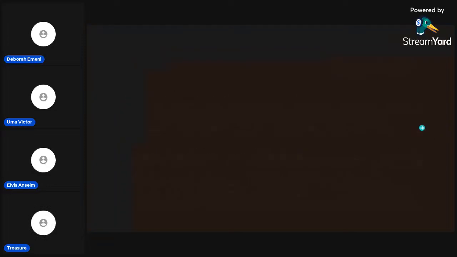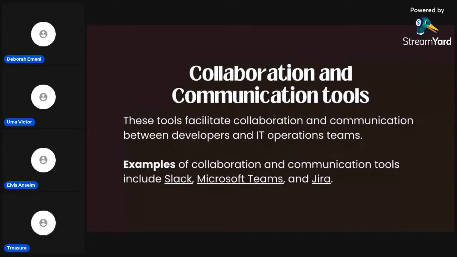So moving next to the collaboration and communication tools. The collaboration and communication tools are obviously very important in the whole of DevOps, which involves developers and operations managers. There's a need for them to communicate, a medium by which both teams can communicate seamlessly. So this is an integral part of DevOps itself.